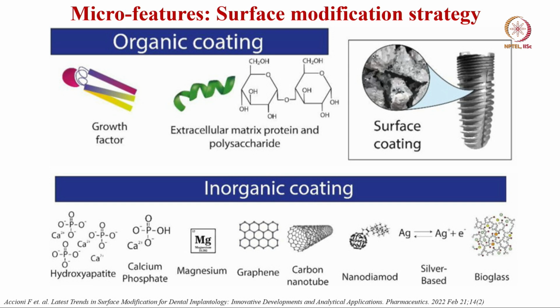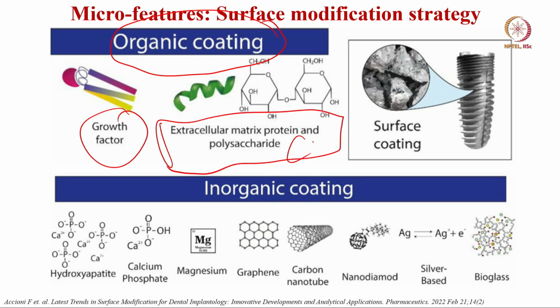So, although it has not been clinically used very extensively, researchers have tried organic coating on the implant surfaces. This organic coating essentially has growth factors, a combination of growth factors and ECM proteins and polysaccharides. ECM is the extracellular matrix protein and polysaccharides, and then it is essentially coated on the dental implants.